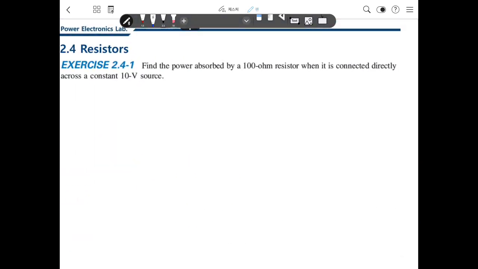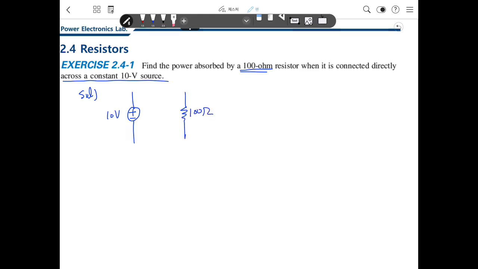This is exercise 2.41 in the textbook. Now find the power absorbed by this 100 ohm resistor when connected directly across the constant 10 volt source. So this is the solution. What's the meaning of that? There is some source, a voltage source, 10 volts. Then there is some resistor. How much is it? 100 ohms.